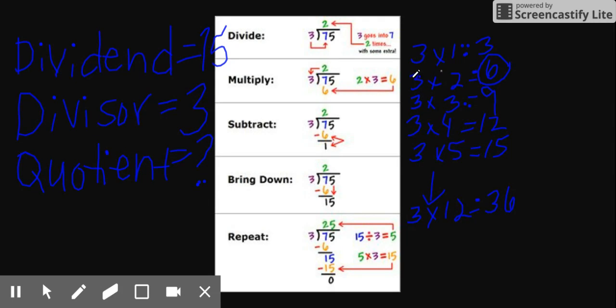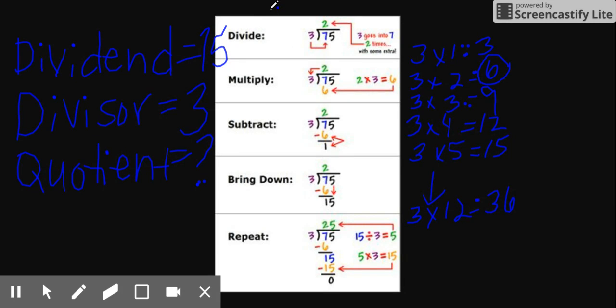And so I know 3 can go into 7 2 times because 3 times 2 is 6. So the number I multiplied 3 by to get 6 is 2. So I would write 2 on top of the 7. So I know I can make 2 groups of 3 out of 7. So my first step is to divide.